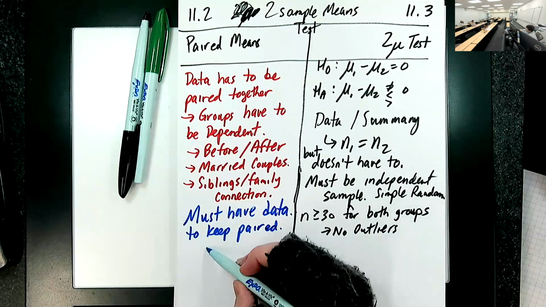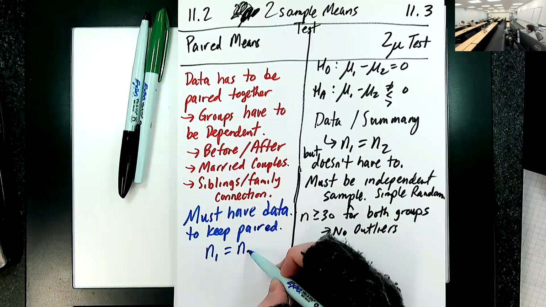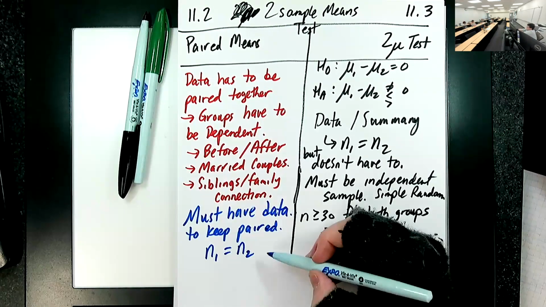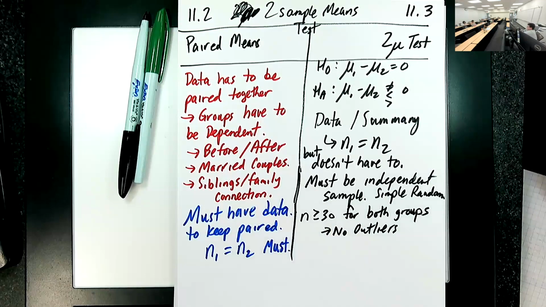And this also, as a side effect, forces N1 to be the same size as N2. That's a must requirement there. But on the regular means test, it's not.